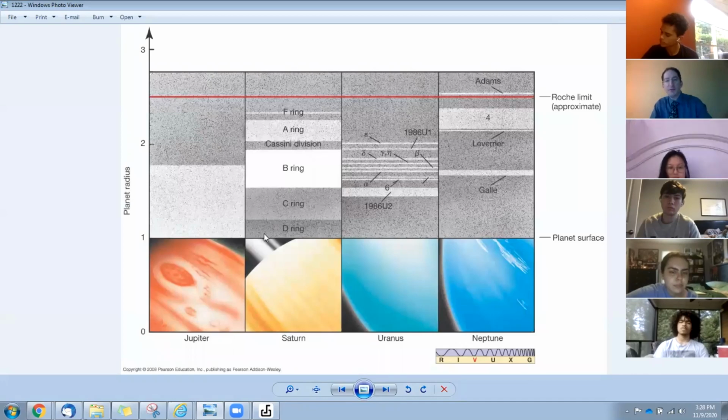Here you can see all 4 gas giants, all scaled to one of their radii. And so this red line corresponds to 2.4 times the radius of the planet. And you can see all the rings fall within that boundary, except Adams ring, which is a ring of Neptune. It's just a little bit outside of that boundary. That's probably a moon of lower density, broke apart early.